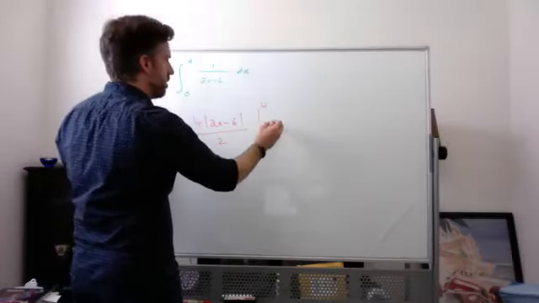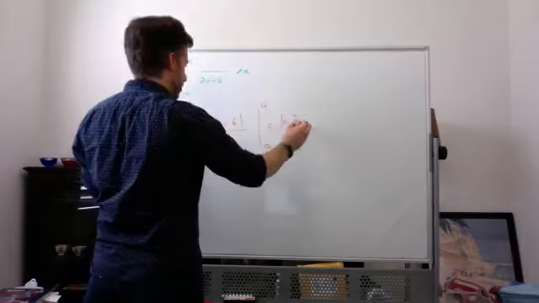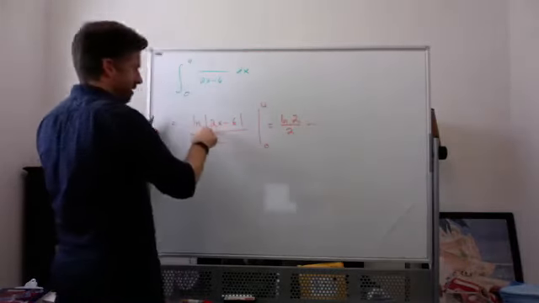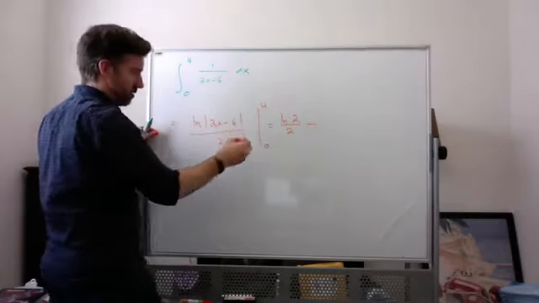From 0 to 4. Plug in 4, you get the natural log of 8 minus 6, which is 2, over 2. Minus, plug in 0: 0 minus 6 in absolute value, so positive 6.